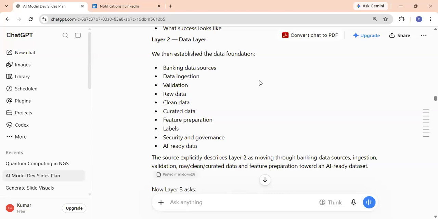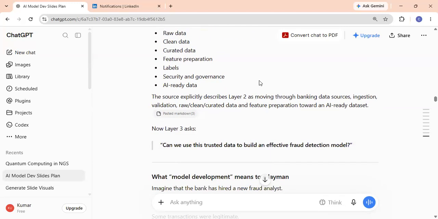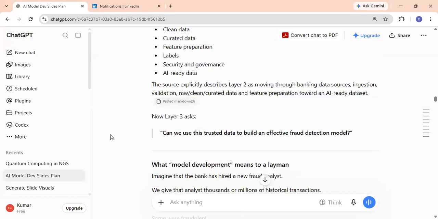And feature preparation, we made it. Then labels, we made it. Security and governance, we identified it for the data layer. Then we made it AI-ready data after having all these filters, controls, and governance steps, right? The source explicitly described layer 2 as moving through banking data sources for ingestion, validation, raw, clean, and curated data, and feature preparation toward an AI-ready dataset. So the categories we identified are converted into features for the model, right?